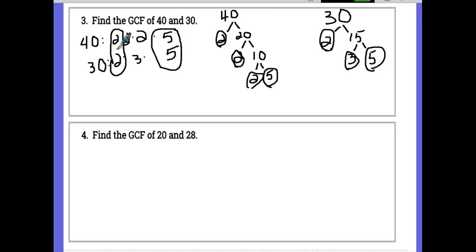And this is going to count as just 1, 2. I'm not multiplying 2 times 2. So I'm going to have 2 times 5, because those are the two factors that 40 and 30 share. 2 times 5 is 10, and 10 is my greatest common factor.